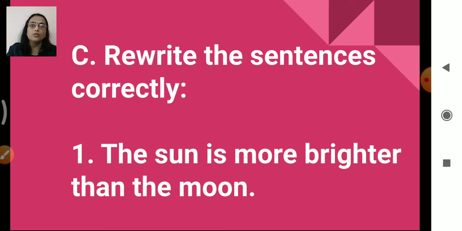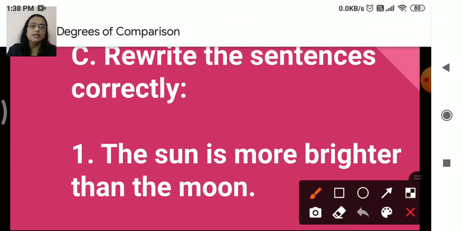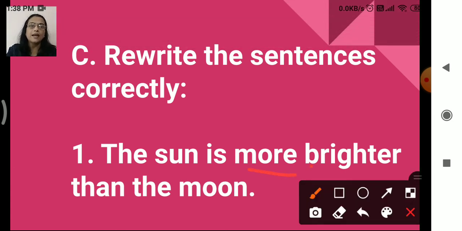Okay. Now there will be some mistakes here that we have to find out and you have to rewrite it again. You have to rewrite the sentence with the correction, if there is a correction. So now the first one. The sun is more brighter than the moon. Now there is a comparison between two, right? Sun and moon, right? Now here you can see more also and brighter also is given, isn't it?